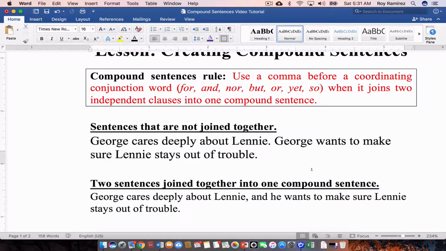This is the same example, but now let's join them together into one compound sentence. George cares deeply about Lenny, and he wants to make sure Lenny stays out of trouble. You notice there's a slight pause there, but I did not completely stop like I normally would with a period. I want to highlight the order in which I've created my compound sentence. Notice that the comma is first, followed by the conjunction word and. That's the correct order in which we create a compound sentence. There are two ideas being expressed in this sentence, and we join them together because they make sense together.